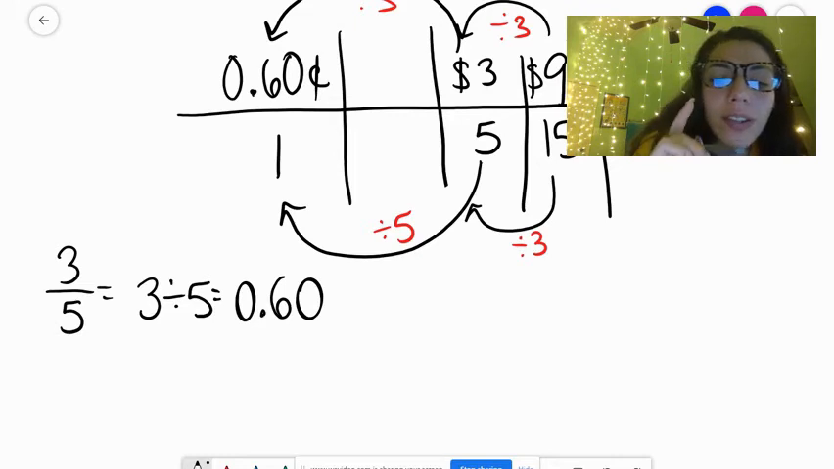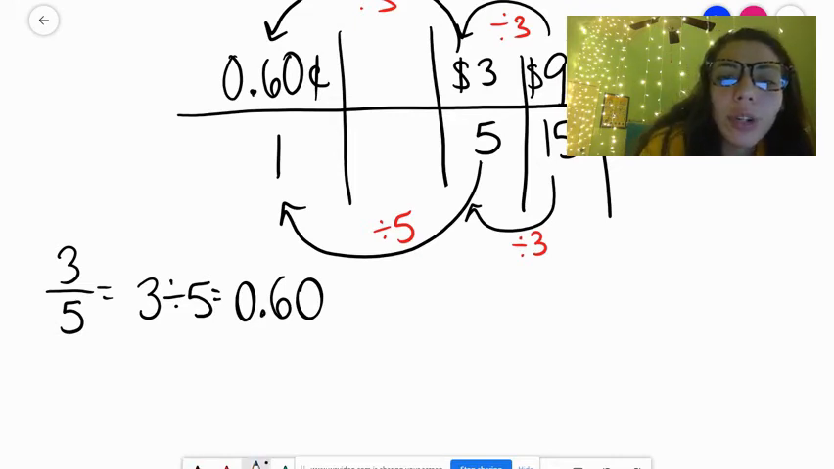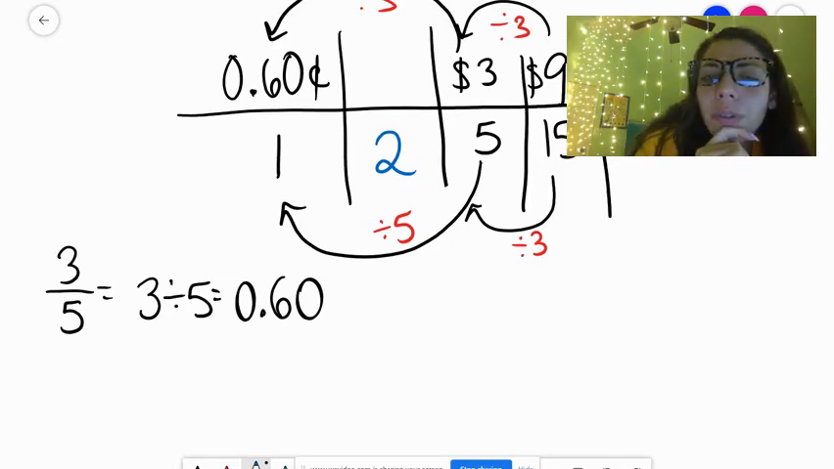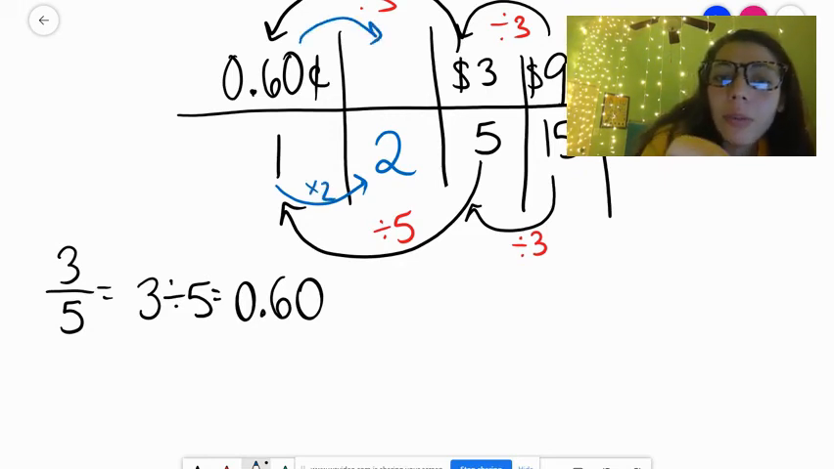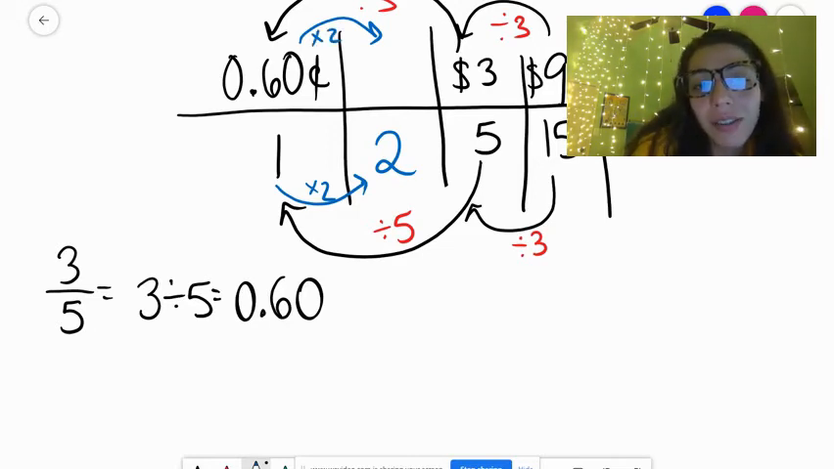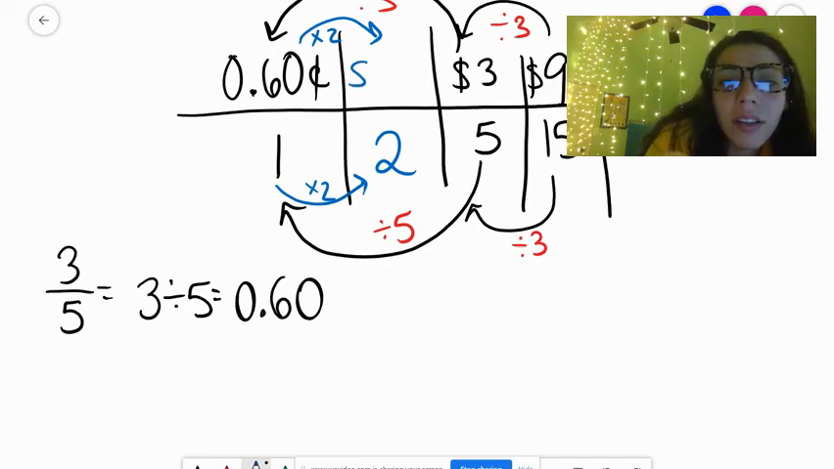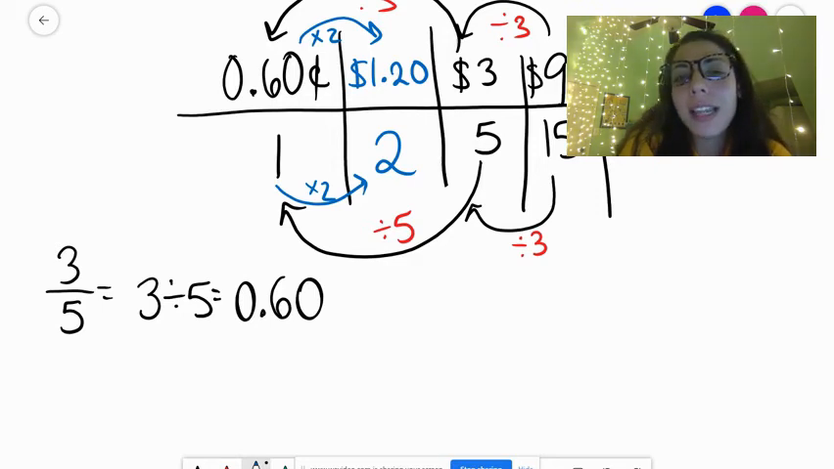The question was, how much are we going to pay for 2 sodas? So I want to know, when I have 2 sodas, how much am I going to pay? So what do you think you should do? Well, remember, whatever you do to one side, you do to the other. So I know 1 times 2 is 2. Same thing with this 60. We're basically doubling it. So 60 cents plus 60 cents is $1.20. We're going to pay $1.20 for 2 sodas.